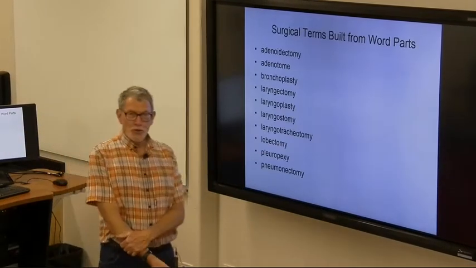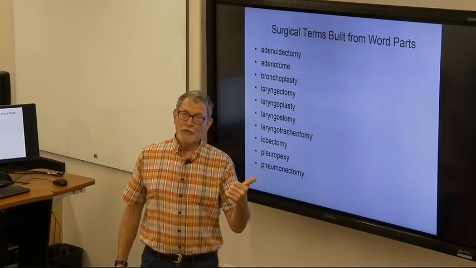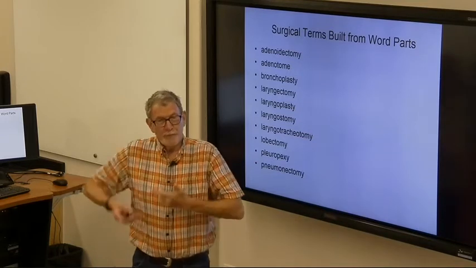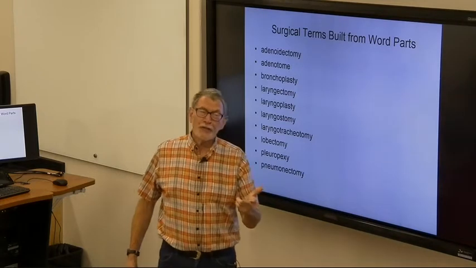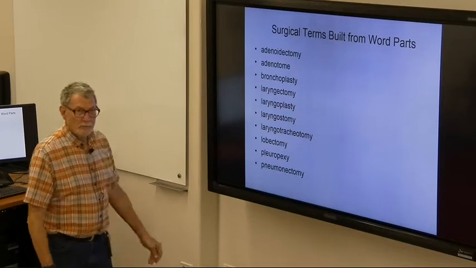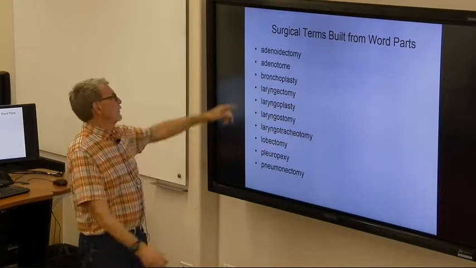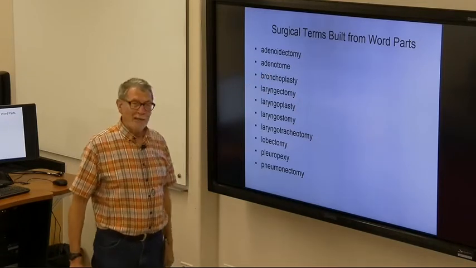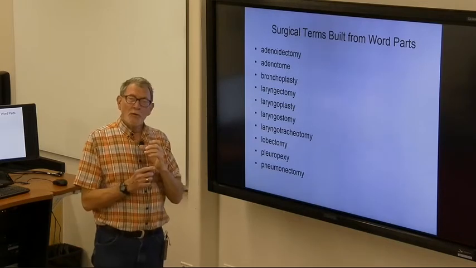How about some surgical terms? We can have a lot of otomies, making cuts into them, tomy, remember. We can have pexes, reaffixing stuff back in place. We can have plasties, repair. Ectomies, take them out. Adenoidectomy, take out the adenoids. Adenotome, the instrument for cutting out the adenoids. Bronchoplasty, repair the bronchi.